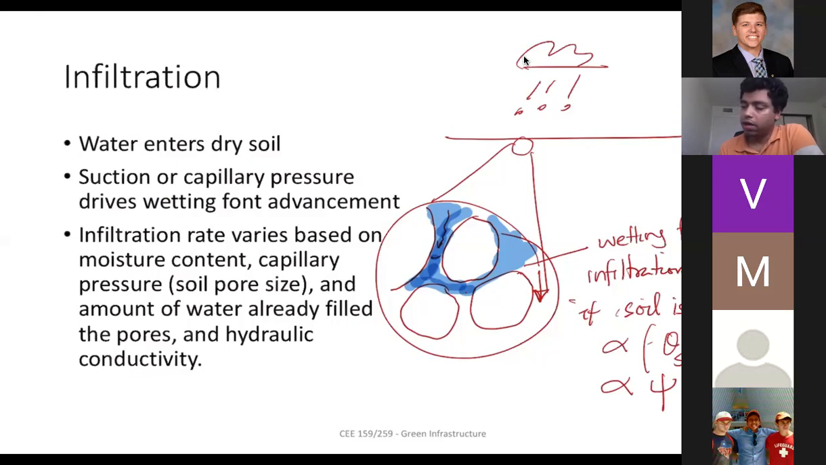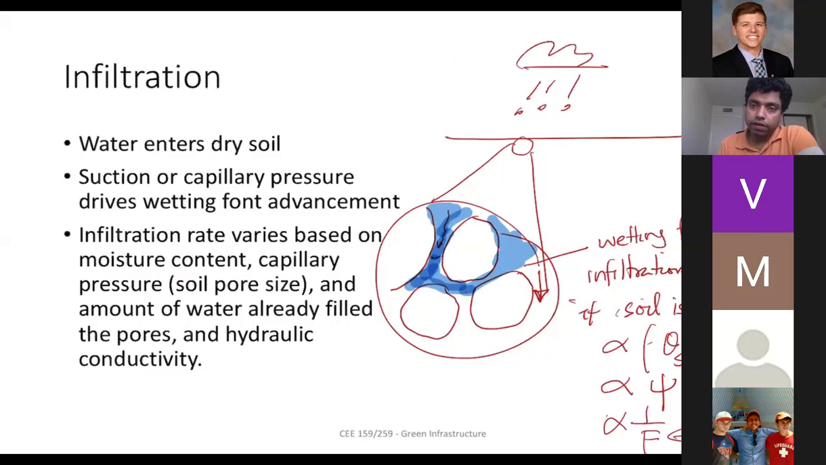Also, infiltration decreases if you already have a wet soil, because it is already filled and there is no incentive in that soil for infiltration to occur. So you can say that it's inversely proportional to the total amount of water already filled. So these are the three factors.